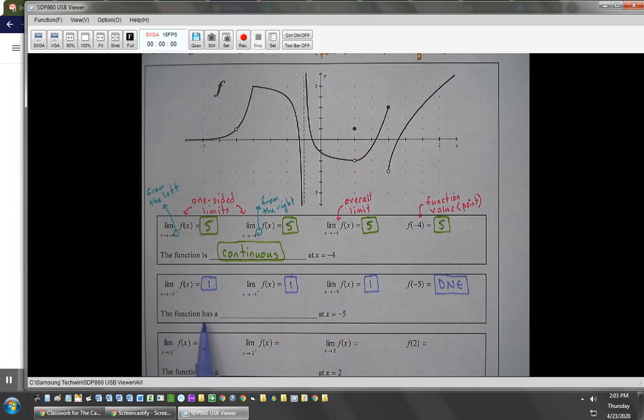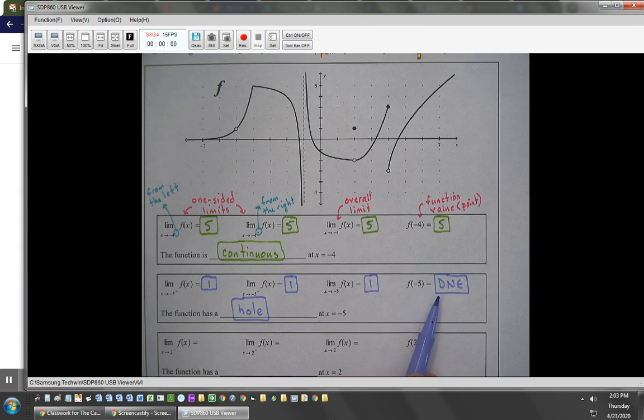What do we call this situation? We call this a hole. A hole occurs when your limit exists, so your graph is approaching the same y value, but it doesn't actually get to that y value.